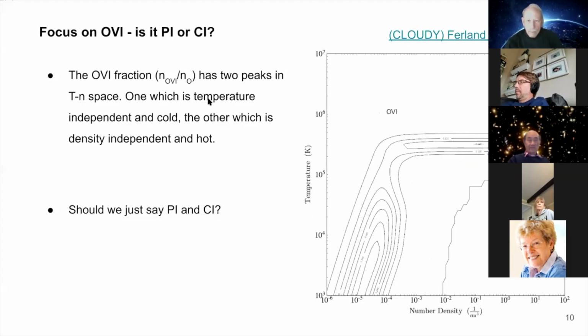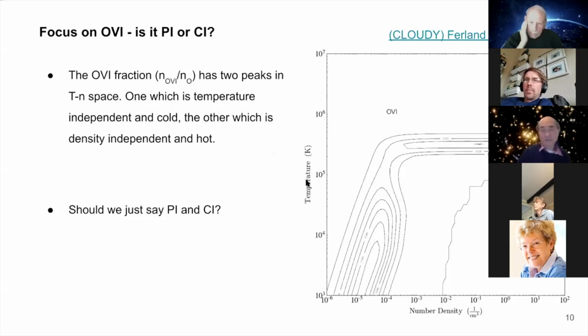So this is an output from Cloudy. Cloudy is a software that, among other things that it does, can calculate the fraction of each ion that exists at a certain density and temperature. So what you're looking at here is a contour plot, kind of like a topographical map, where the center of these concentric circles is the highest peaks. So you have one peak down here, and a second peak up here. Essentially, one of them is temperature independent and cold, so that's here. And the other one is density independent and hot, so that's up here.